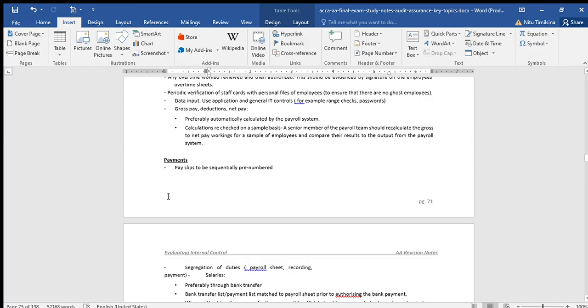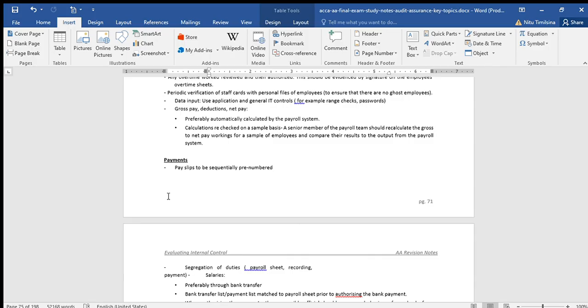So for attendance, there should be sequential clock cards, machine supervised and visible, head count checked by supervisor, overtime should be approved and signed, and staff verified with records. It prevents ghost employees. And payroll calculation: the system calculates gross and net, and senior staff recheck a sample. So it ensures accuracy.